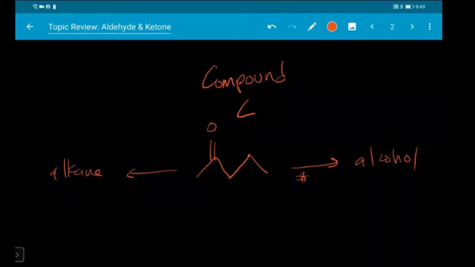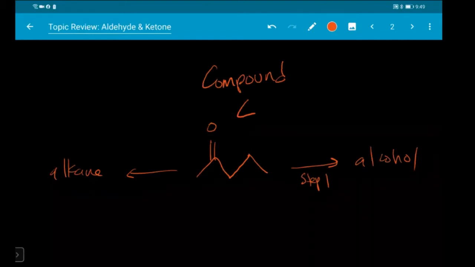Tolong bagi nama reaction conversion of compound C into alcohol. Yang saya tulis ni lah ni. Saya tulis ni step 1. Okay. Tolong bagi nama tindak balas ni.